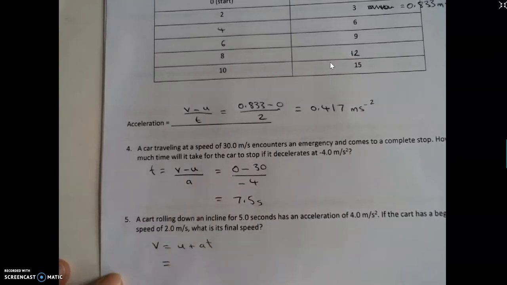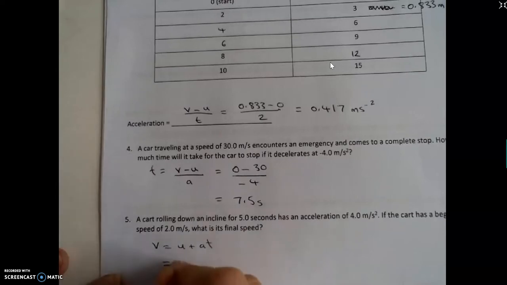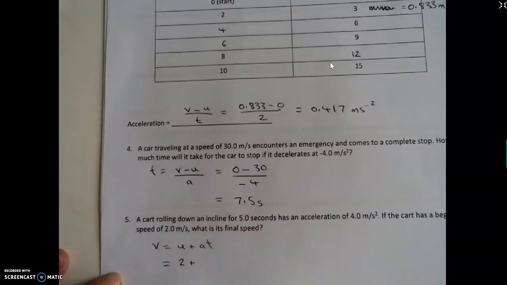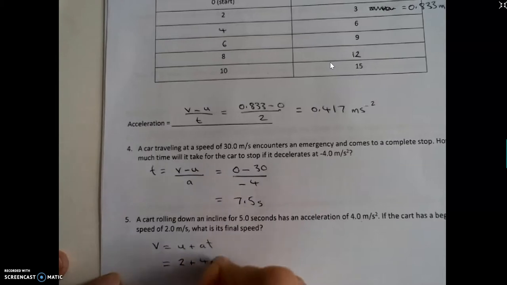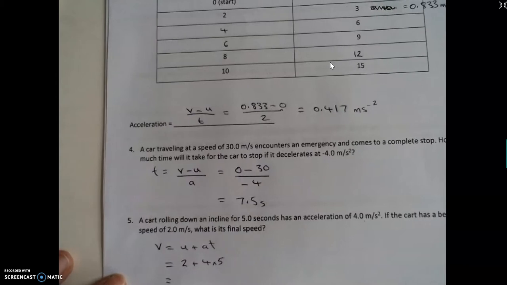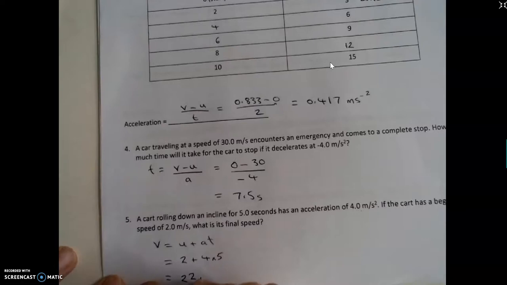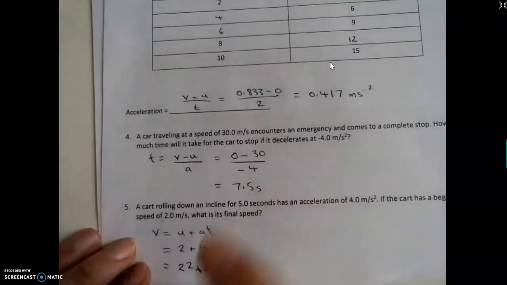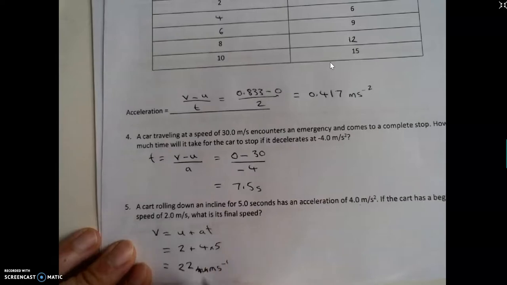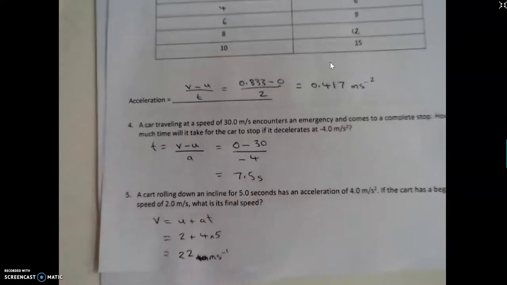What's my initial speed? 2 plus the acceleration of 4, and the time is 5. So we go 4 times 5. Now you don't need a calculator for that. 4 times 5 is 20, plus 2 is 22 meters per second. All good? Alright, continuing on.